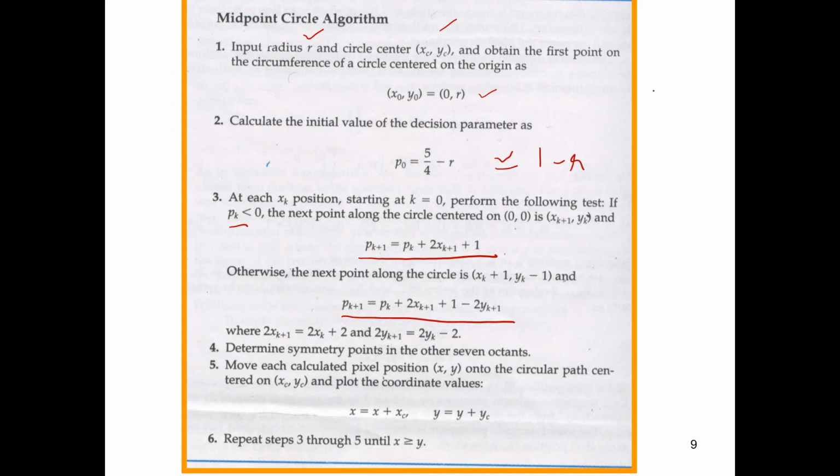So first we will try the first octant, and then all these octants, 1, 2, 3, 4, 5, 6, 7 octants. Move each calculated pixel position x, y onto the circular path centered on xc, yc and plot the coordinate values. So whatever we have xc and yc, when we have calculated all these values, we will simply add them. Alright. And then we will repeat steps 3 through 5 until x is greater than or equal to y.